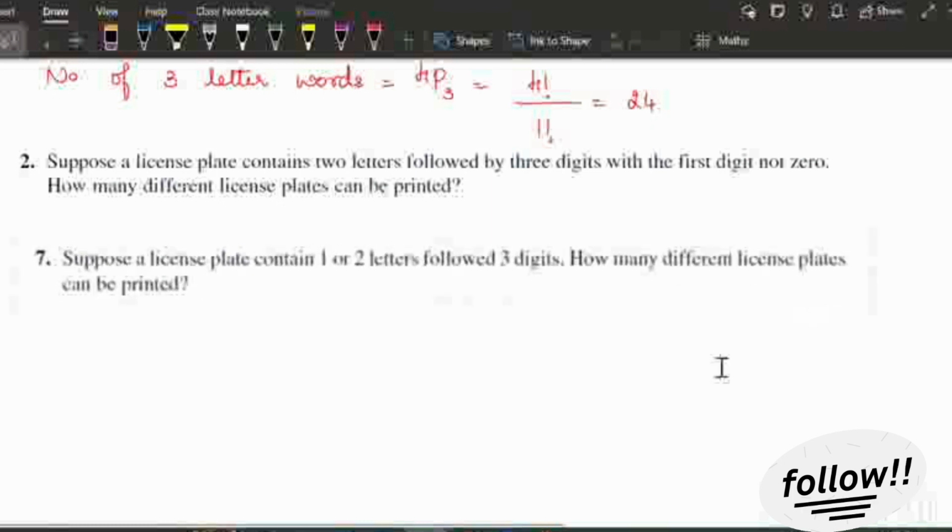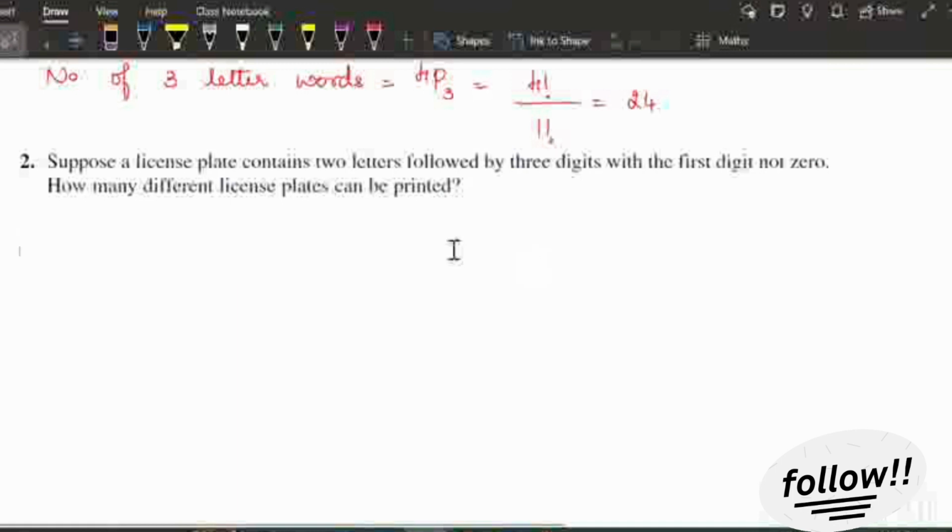Suppose a license plate contains one or two letters, right? Okay, let me solve this one. Suppose license plate contains two letters followed by three digits with the first digit not 0. How many different license plates can be printed?